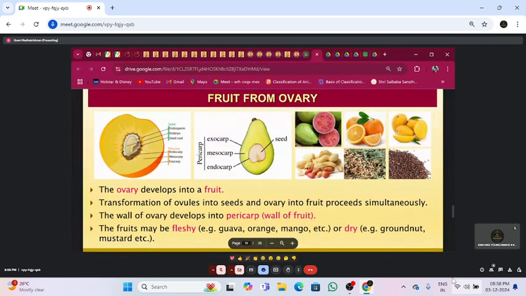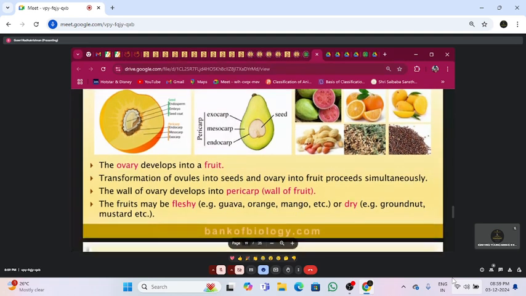All right. Now, fruits from ovary. The ovary develops into fruit, that we all know. Transformation of ovule into seeds and the ovary into fruit proceeds simultaneously. So the wall of ovary develops into pericarp, the wall of fruit. The fruits may be fleshy or dry.